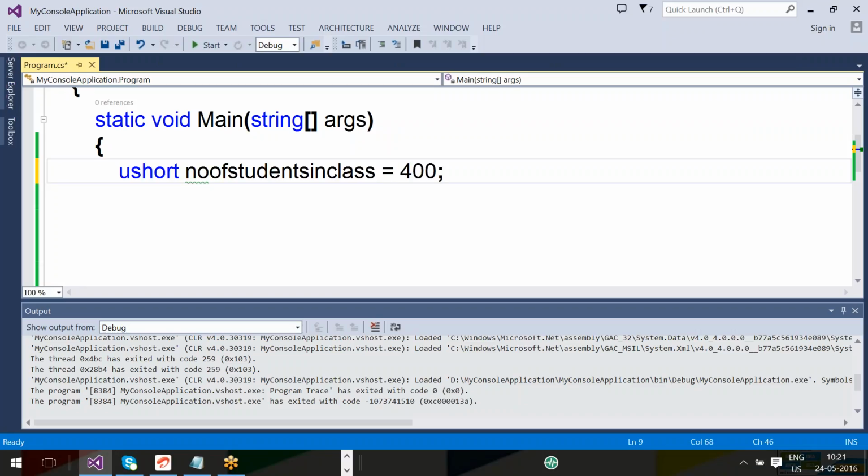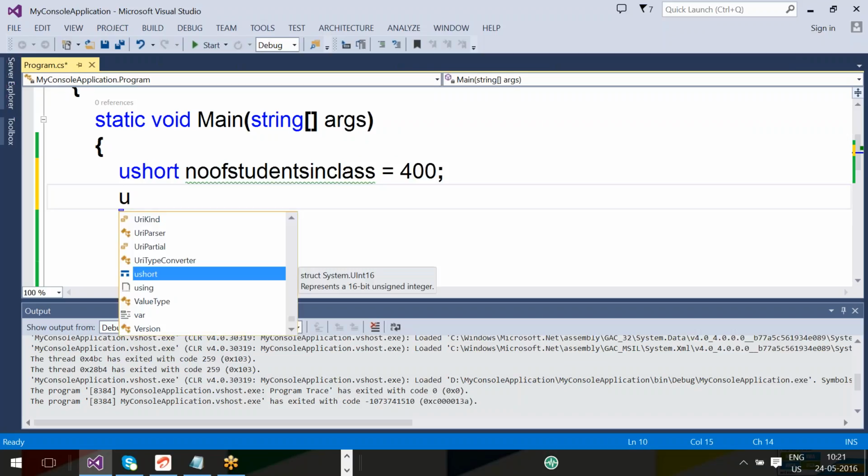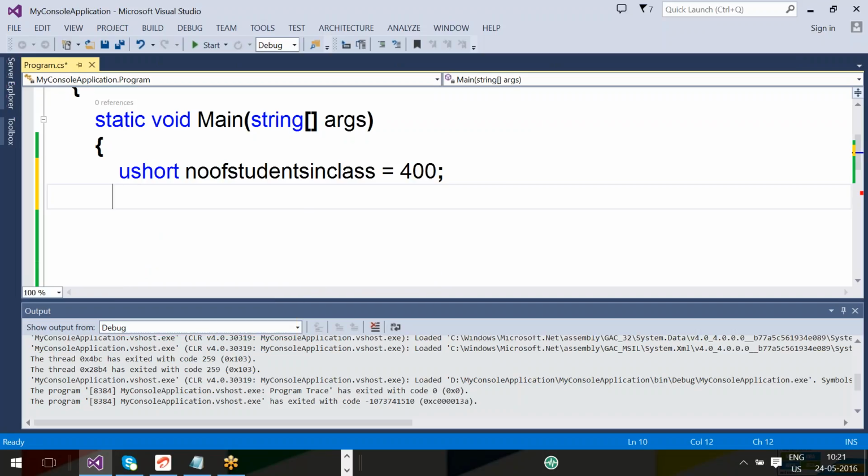Number of days in a week, we can go with byte only because it's 7 days only, right? If it crosses 255, then no. Number of floors, yeah, but with cellar floors it will be a problem. Student total marks. Very good, excellent. Number of days in a year, so let's say 365 like that.